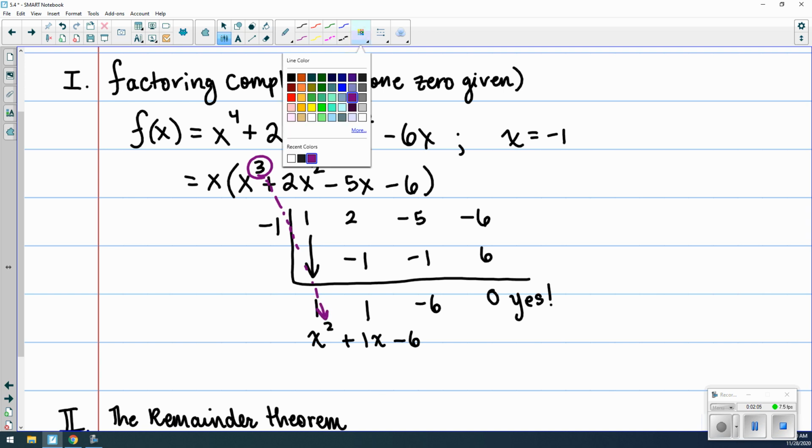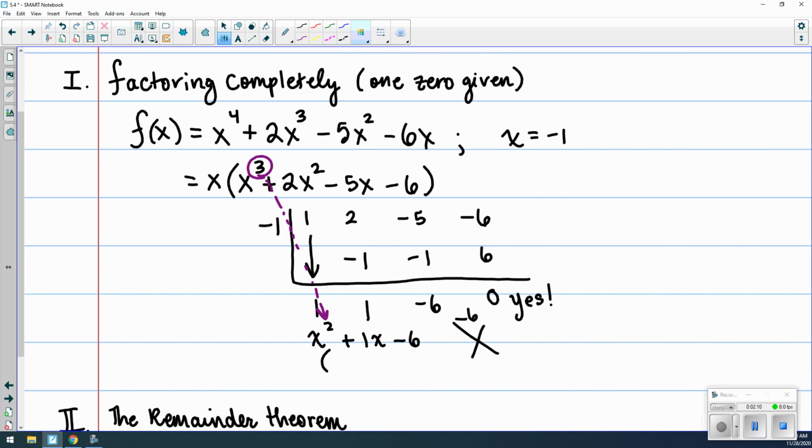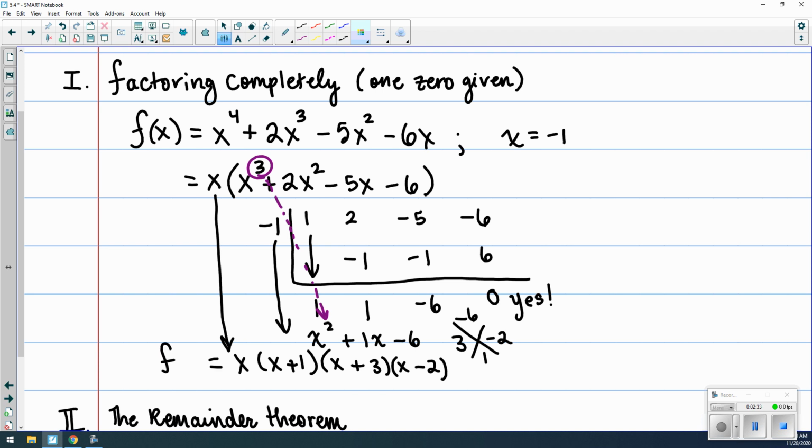Now, that's something that I can just factor in my head. I know two numbers that multiply to -6 but add up to +1 would be 3 and -2. So x plus 3, x minus 2 is how that factors. Now, I also need to bring back into play the -1, which came from the factor x plus 1 equal to 0. I also need to bring back the x that I factored out to begin with. So when I do a complete factorization, I get f of x equals x times x plus 1 times x plus 3 times x minus 2.